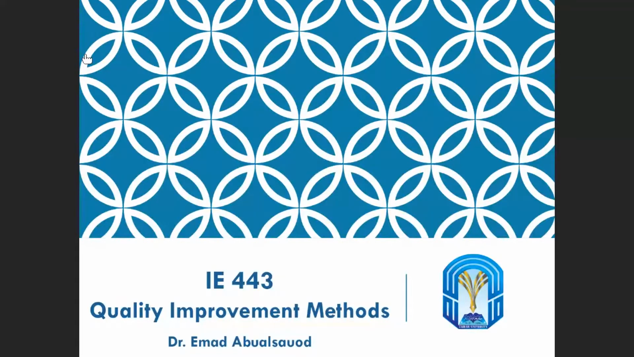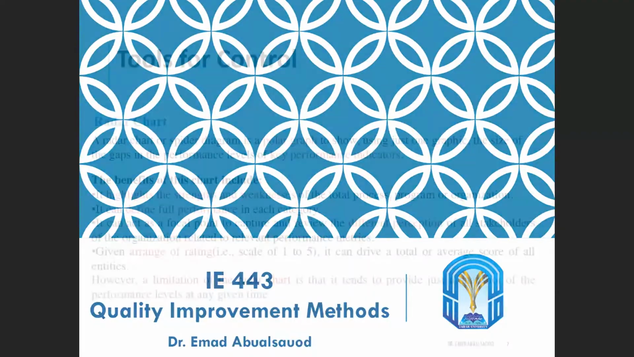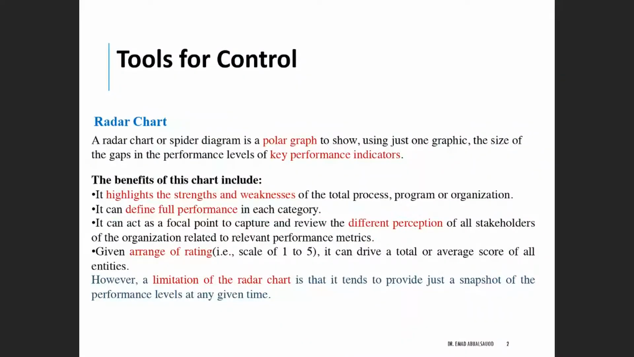Okay, welcome everyone to Quality Improvement Methods, and today we'll talk about the control phase, which is our last phase in the DMAIC framework. The control phase has other tools than the ones we will talk about today. Those tools are discussed in the Six Sigma review recorded sessions in the channel, and also some of the tools covered in the measure phase, like control charts and run charts, can be used here in the control phase.